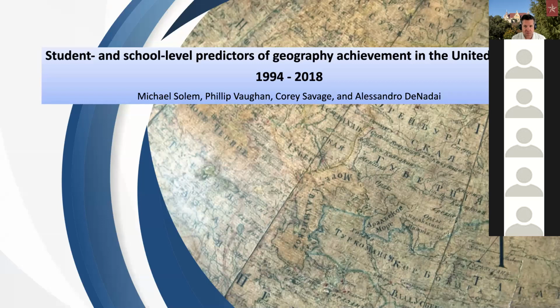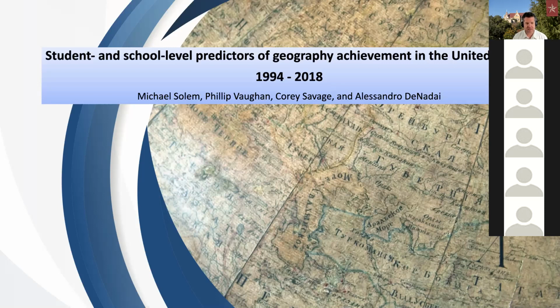And so what we're doing now is we are beginning to mine all available NAEP achievement data from 1994 to 2018. And to get at those answers, we need to proceed in phases. So the first phase is a study of student and school level predictors of geography achievement in the United States, by Michael Solem and my colleague Phil Vaughn, who is here as well this afternoon. What I'd like to do is summarize some of the findings from this study, and then I'll show how we're moving to build upon this descriptive analysis into looking at some of these opportunity to learn variables that Rich mentioned in his study.